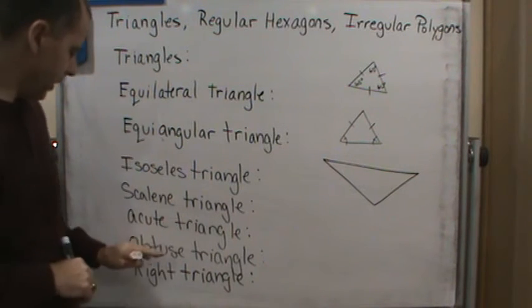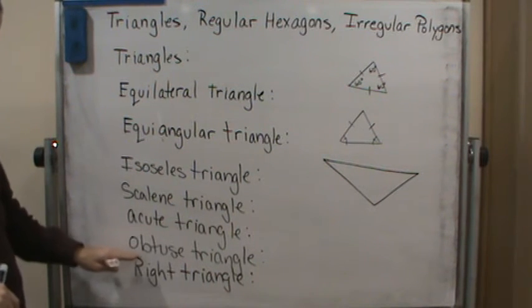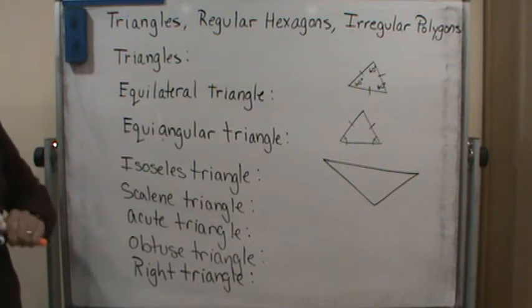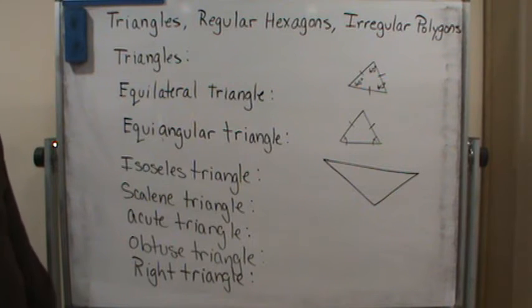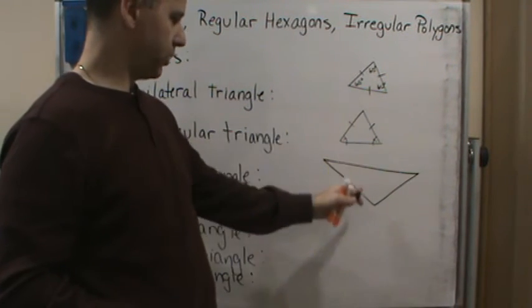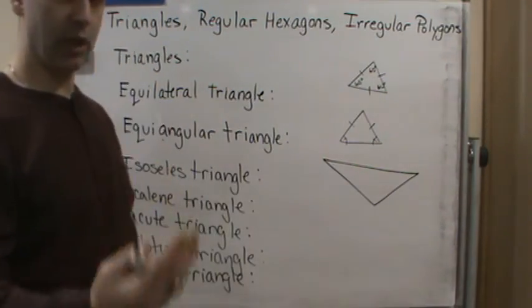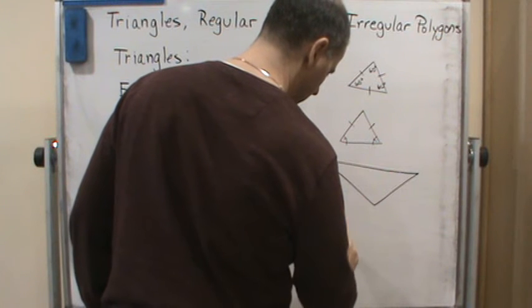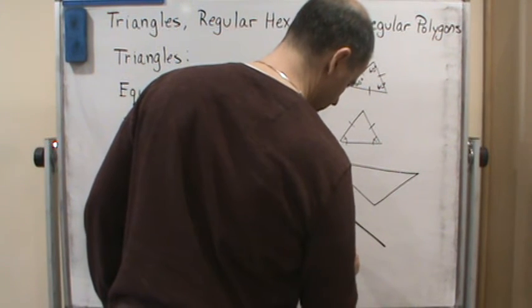And then of course, if you don't have an acute triangle or an obtuse triangle, you could have a right triangle. Those are the only three classifications. It's either going to be acute, or obtuse, or a right triangle. So a right triangle is where you have one angle that is 90 degrees, a right angle.